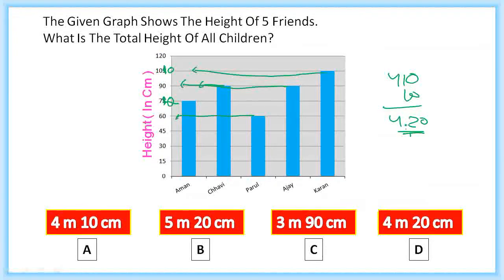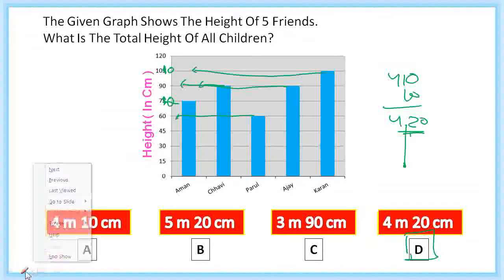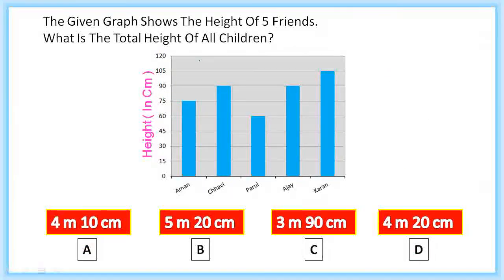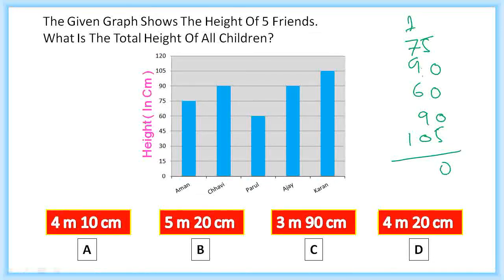And with this, if you convert it, we will get 4 meter 20 centimeter, D. If you are still confused about why it has come, you can do it with this method also. If you want to add directly, that becomes 75, 90, then 60, then 90 again, then 105. If you add directly also, you will get 420 still, and D will be the correct answer.